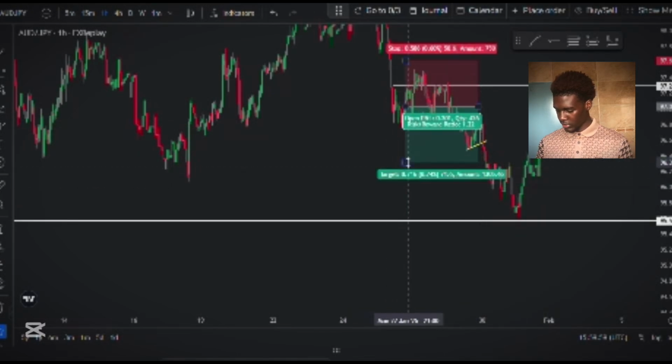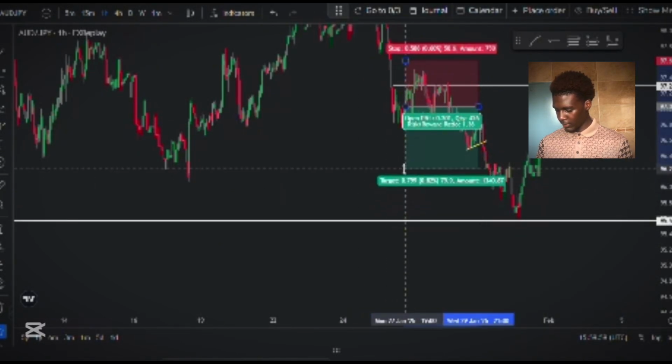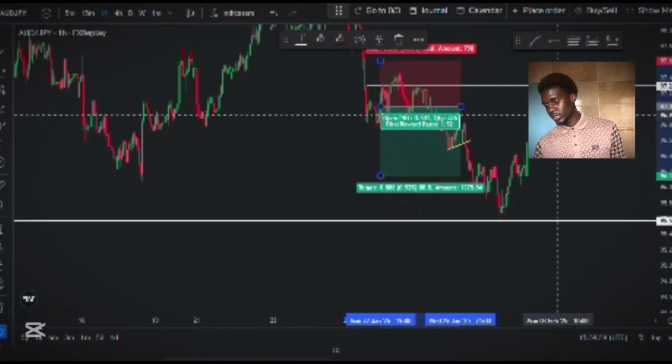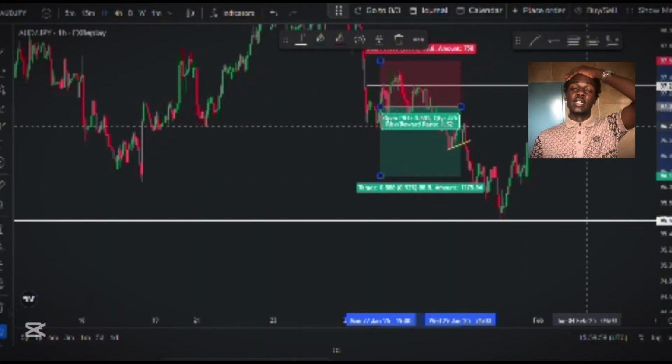Then I was thinking, because it broke here, should I move it over there? But now I'm just being conservative, so I just moved it around 50% of that, and then it retraced and took me up for 1.52%, which is cool, bro. It's a good way to end the month.